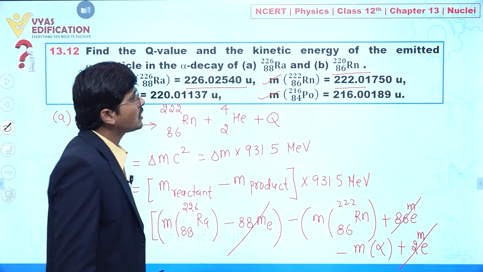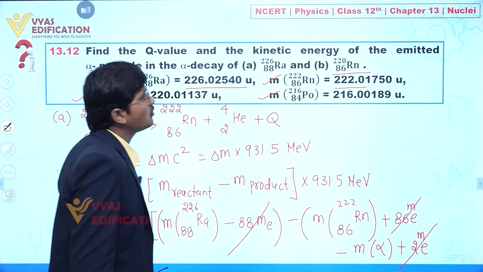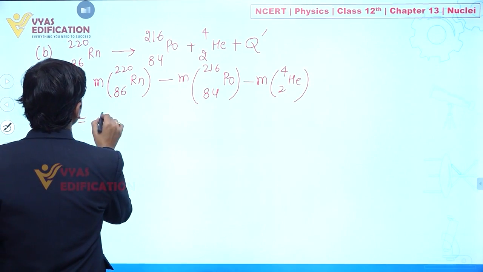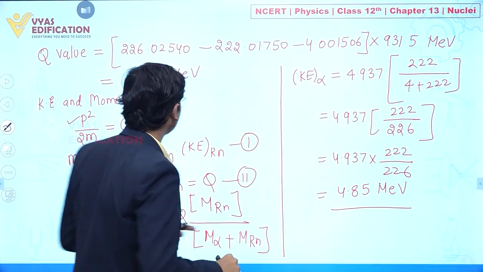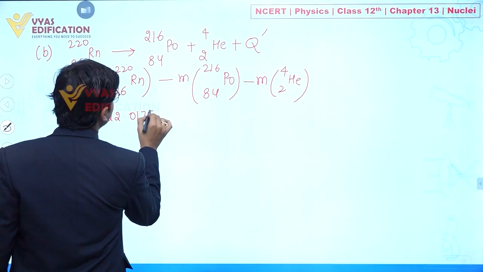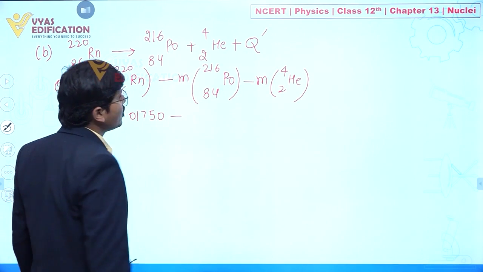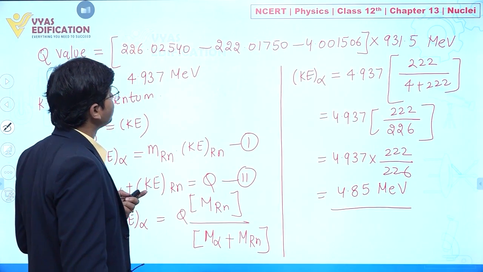So that value you can write 222.01750 minus, clear, what is the mass of this polonium, clear.